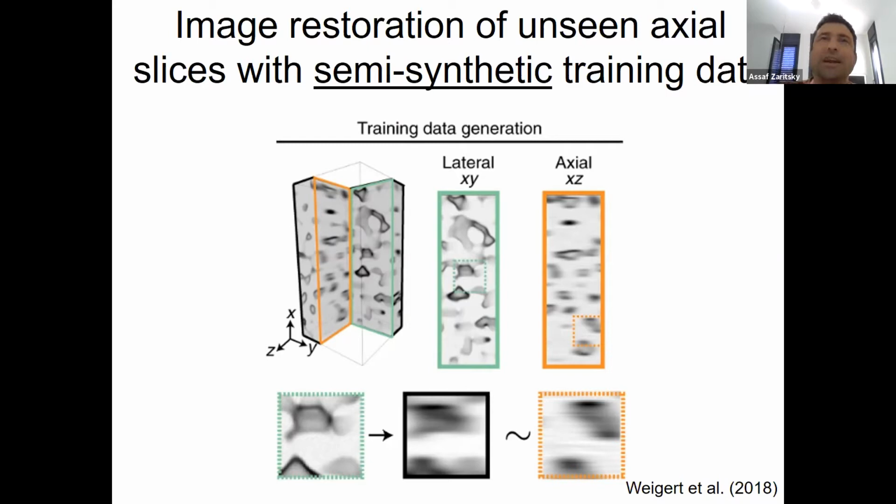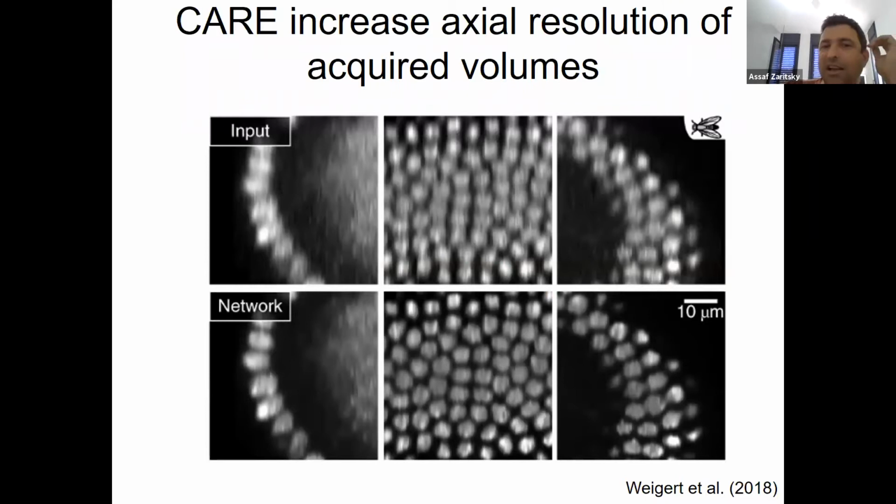And then training another network, but this time without any annotated matched training data, they showed that they can map low resolution images to high resolution images. So you can see this is the input in three dimensions, and this is the output of the network, where you can see much nicer the individual, in this case, nuclei of the cells, right? Which will allow later post-processing to identify more accurately each of the cells, okay?